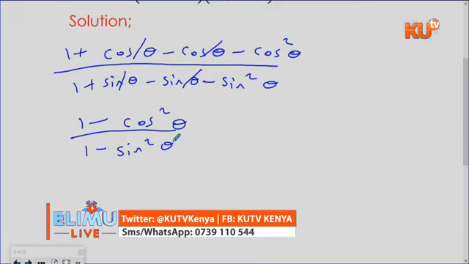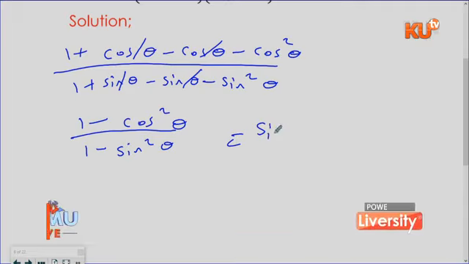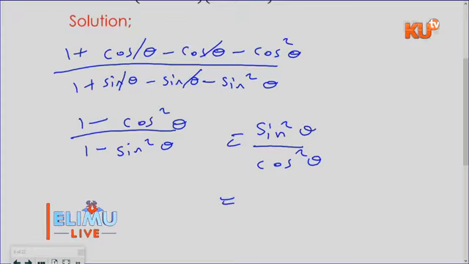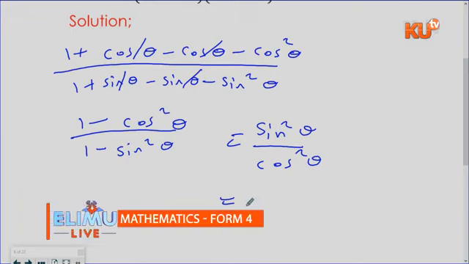Let's go back to our first identity. Our first identity, we said 1 minus cos squared theta is the same as? Very good, learner. So we said 1 minus cos squared theta is the same as sine squared theta over, let's look at this, 1 minus sine squared theta. From the first identity, we said this is the same as cos squared theta. Now let's move to the second identity. We said sine squared theta over cos squared theta is the same as tan squared theta. Very good, learner.